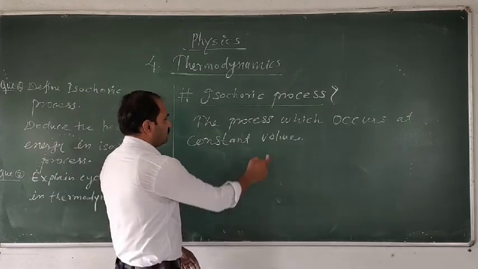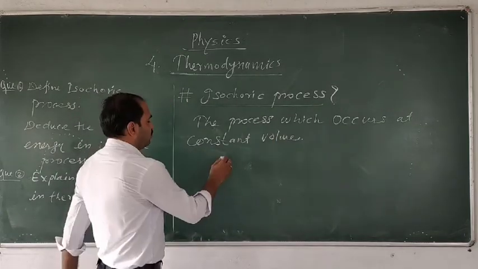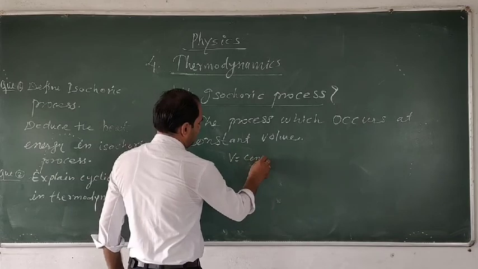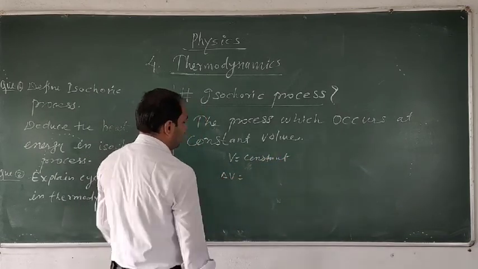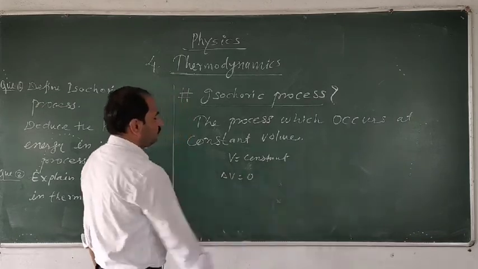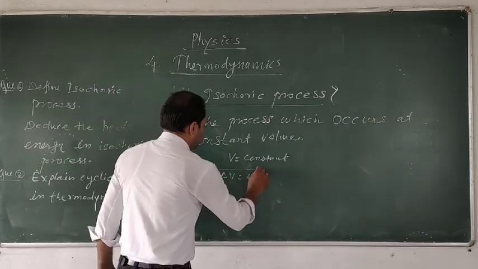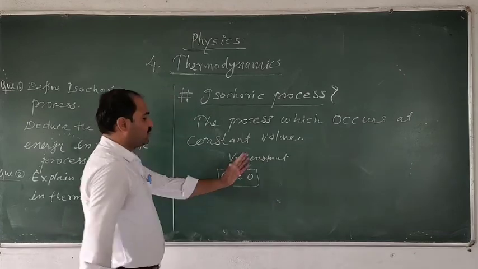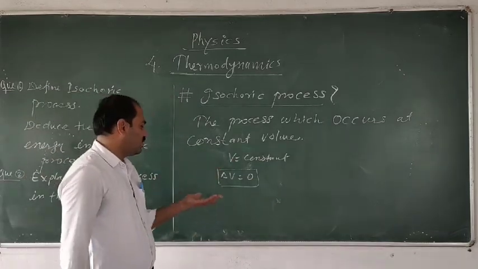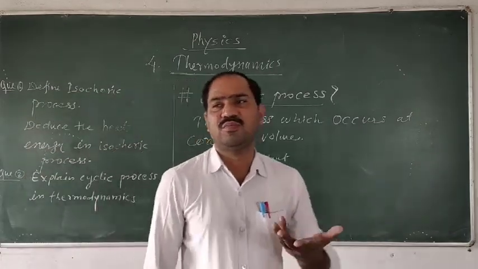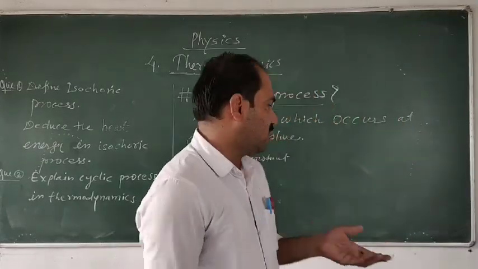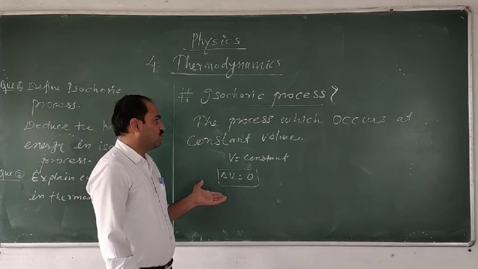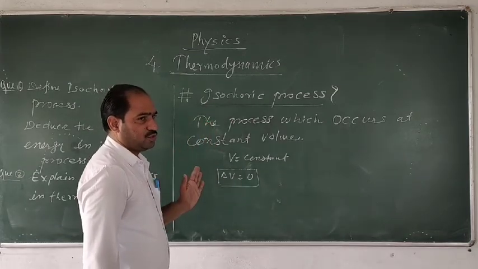So for this process, V is constant, and therefore the change in the volume, that is delta V, is equal to 0. Volume is constant, and therefore the derivative of the volume, being a constant, is equal to 0. So delta V or dV is equal to 0 for the isochoric process.